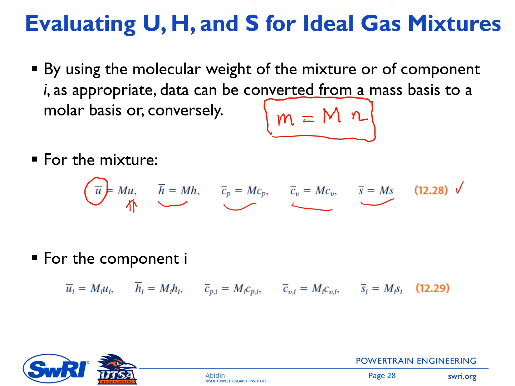And then for component i, you have equation 12.29. So for example, here the specific enthalpy of component i on a molar basis equals the molecular weight of component i times the specific enthalpy of component i on a mass basis.